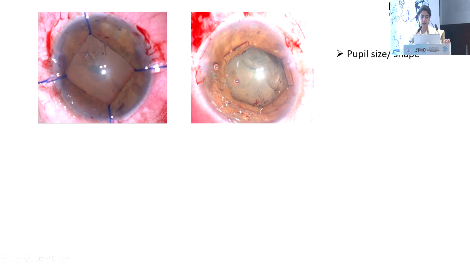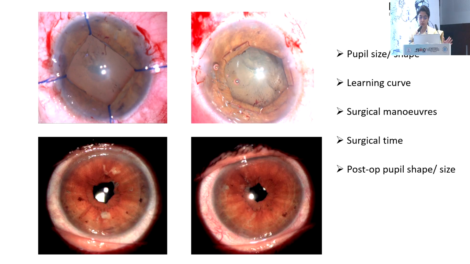So comparing the two devices, iris hooks and BHEX ring, pupil size and shape are comparable, but the shape is better in the BHEX ring. There is a little learning curve with the BHEX ring. Surgical maneuvers are easier with BHEX ring. Surgical time is also shorter with that. However, the post-op pupil size is smaller with BHEX ring compared to the iris hook, and post-op astigmatism is comparable between the two devices.